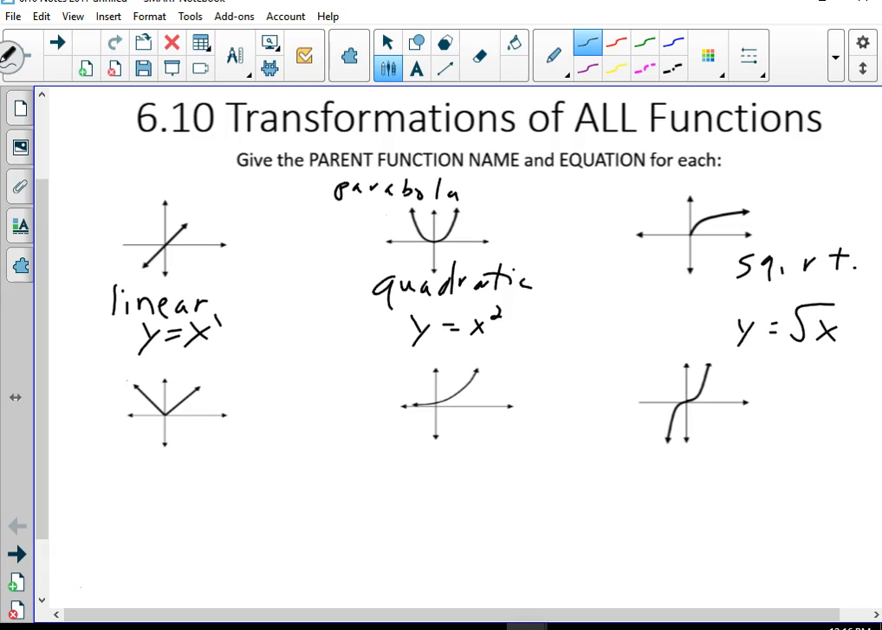The v is absolute value, which I'm also going to just abbreviate. Absolute value, y equals the absolute value of x. So it's similar to a parabola, except it's a v instead of a u.